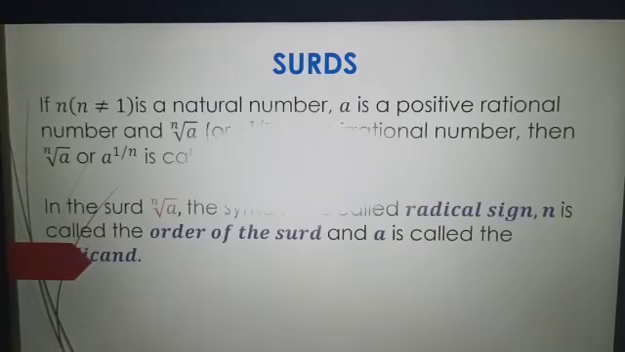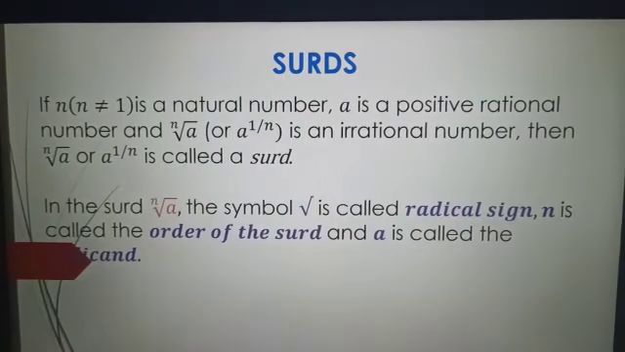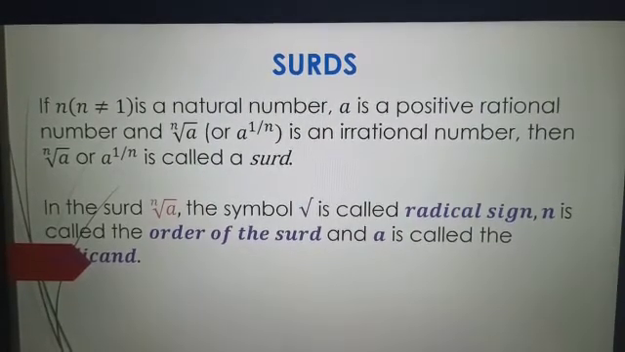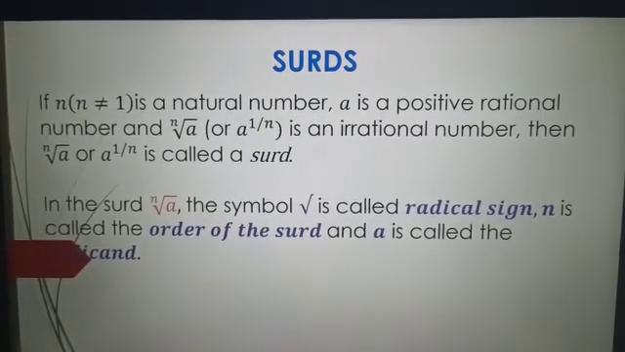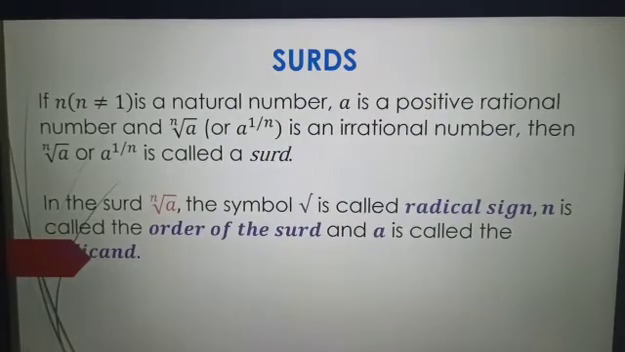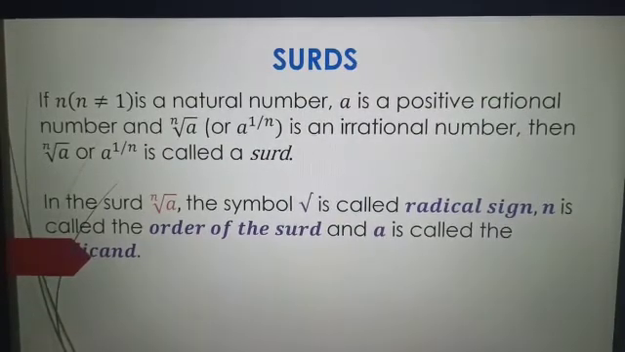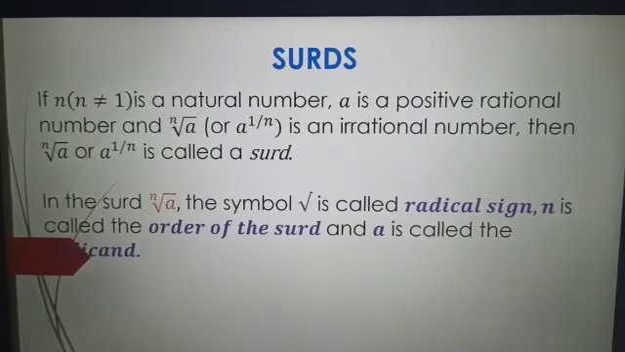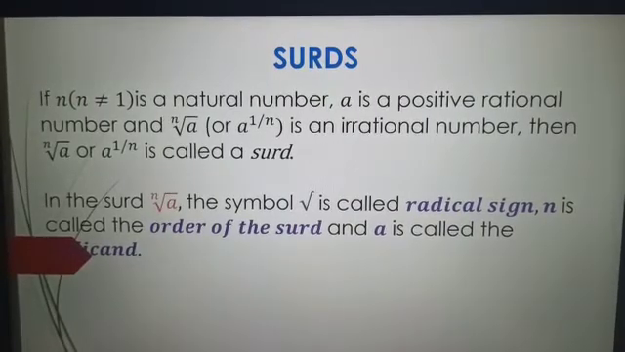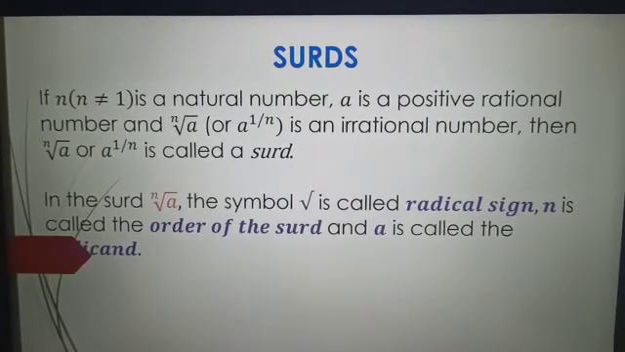Surds means if n, that means n is not equal to 1, is a natural number, a is a positive rational number, and nth root of a or a raised to 1 upon n is an irrational number, then nth root of a or a raised to 1 upon n is called a surd. In the surd, nth root of a, the symbol is called the radical sign. n is called the order of the surd and a is called the radicand.